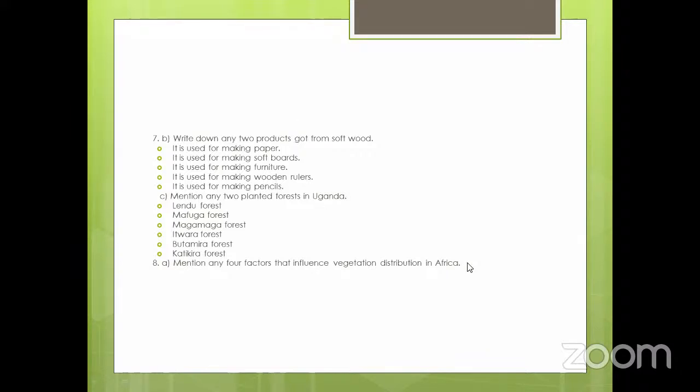I want us to rush very fast because our time has gone. The other question is, I want one person to read very fast. Ruth, can you read for us that question? Is Ruth still with us? Ruth, can you read for us the next question? Are we still with Ruth? Okay, Dan, you read for us because our time is going.